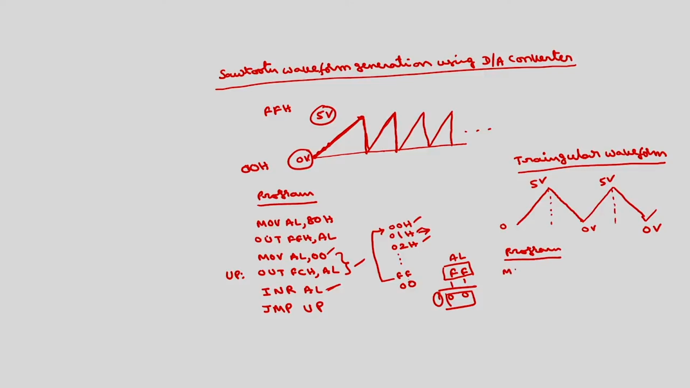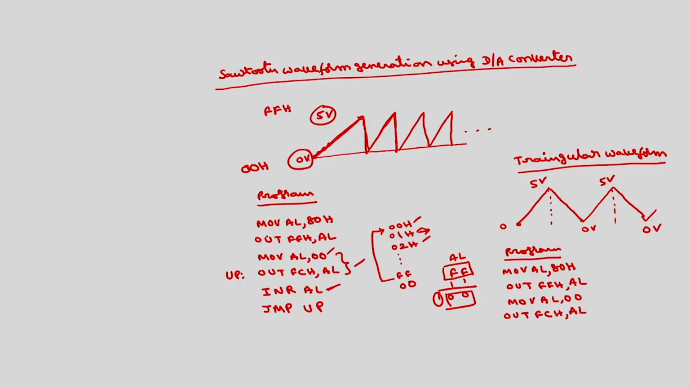First 2 instructions are same, MOV AL, 80H, OUT FFH, AL, then MOV AL, 00. So, you will get this point 00, and you have to increase. So, you have to output this first of all, OUT port A FCH, AL.